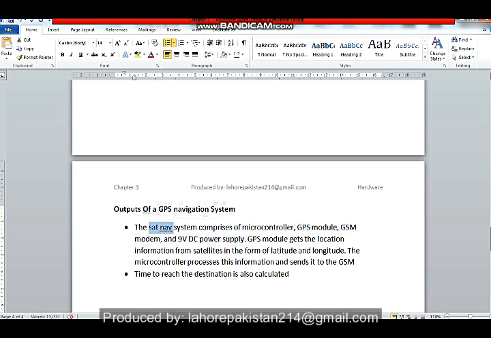and make use of satellites to tell the location information about which you are asking. It measures the latitudes and longitudes, which are the vertical and horizontal lines on the maps, and their intersection tells about the specific location. The microprocessor processes this information and sends it to the GSM, and you are told about the location of the destination address. And the estimated time to reach the destination is also calculated and told to you by this system.